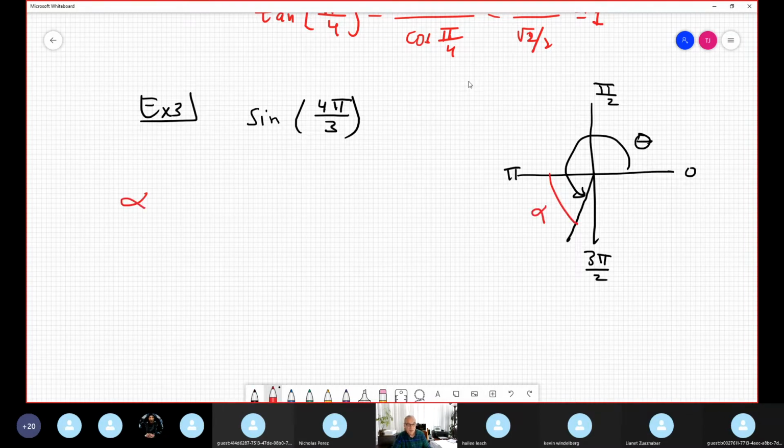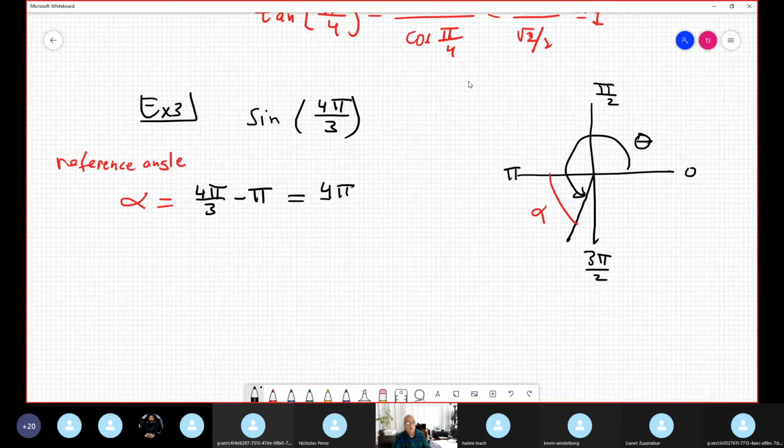And how you find alpha? Que es the reference angle. The name of alpha is reference angle. Because it's one guy can help me to compute the trigonometric function of our problem. Entonces, the formula is 4 pi over 3 minus pi, ¿no? Que es 4 pi over 3 minus 3 pi over 3. I put 3 because 3 divided by 3 is 1, ¿no? I'm going to put the same denominator, entonces 4 minus 3 is pi over 3.